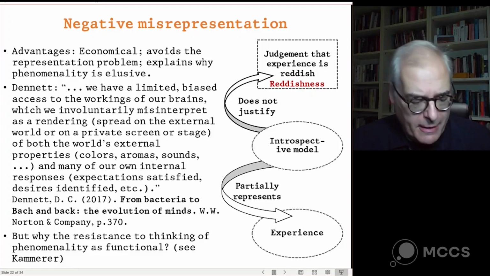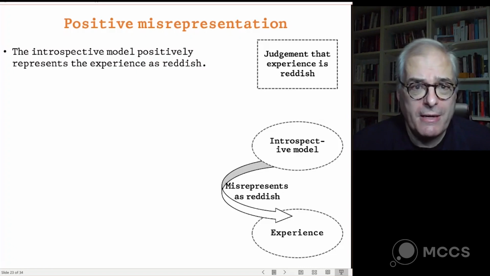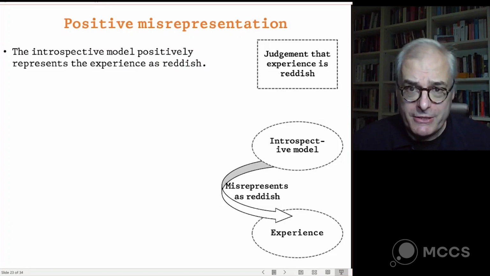Okay, so that's negative misrepresentation. Positive misrepresentation, of course, is the view that now the introspective model does positively represent the experience as being reddish. Of course, it's not reddish. There aren't, according to the illusionist, any phenomenal properties. But somehow the introspective model positively represents it as being reddish.